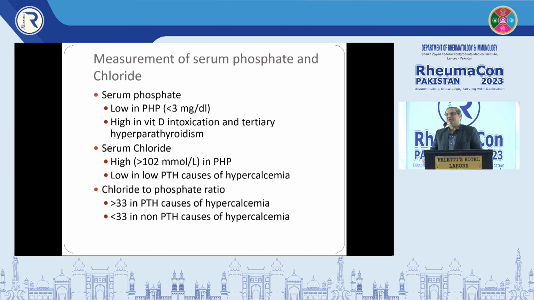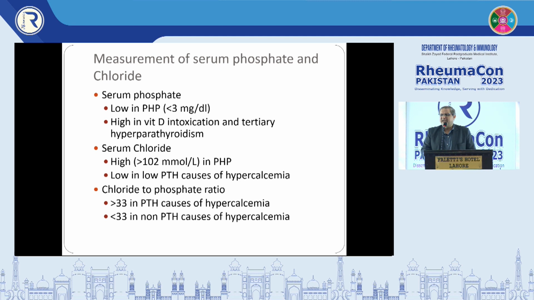But remember, in parathyroid hormone disorders, the calcium and phosphorus products remain the same. If the calcium is elevated, phosphate will be low. If the calcium is low, the phosphate will be elevated. So the product usually remains the same. So the serum phosphate level can help in differentiating primary and tertiary hyperparathyroidism, and also to differentiate parathyroid disorder from vitamin D intoxication.